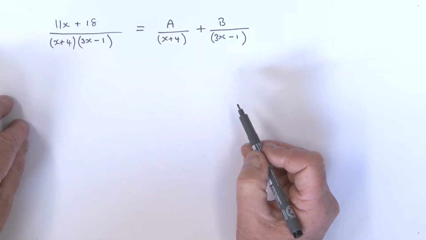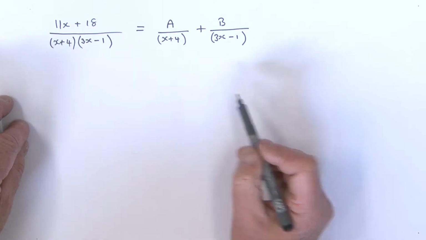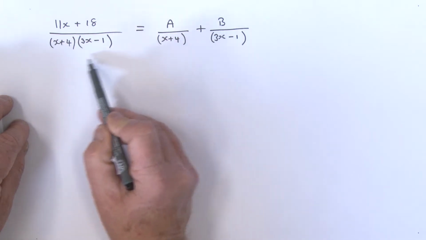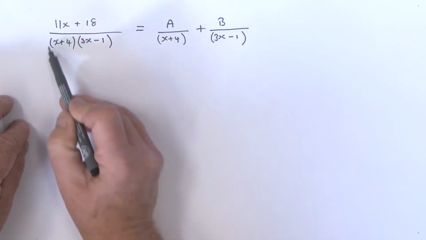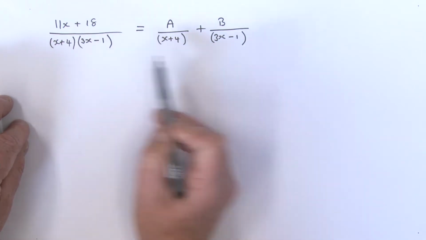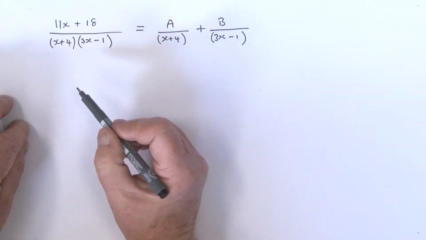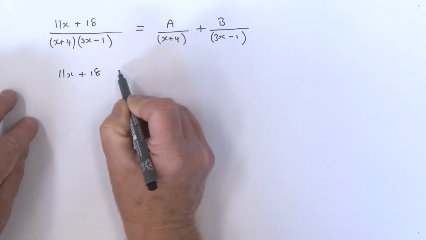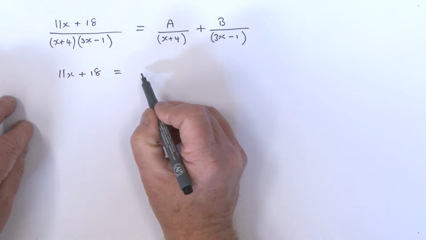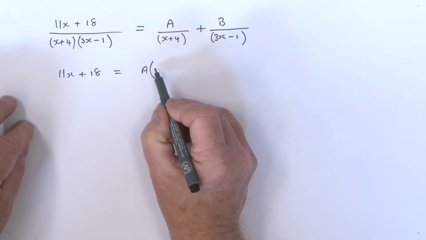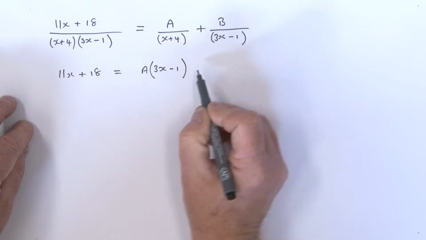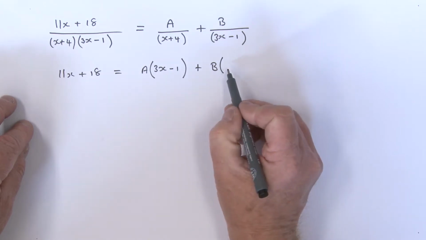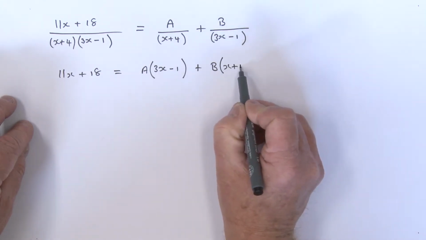Well, effectively what we need to do is multiply both sides here by what is in this denominator. So I'm going to multiply this side by this, and this side by this. And if I do that, what I end up with, of course, is 11x plus 18 equal to a, and that would be into what? The 3x minus 1, plus the b into the x plus 4.